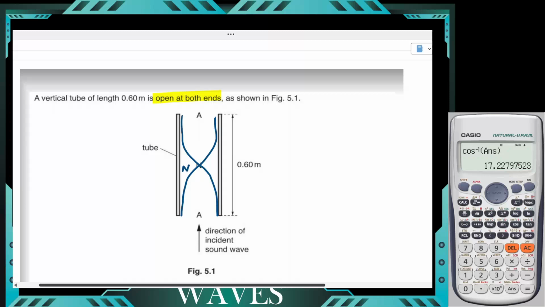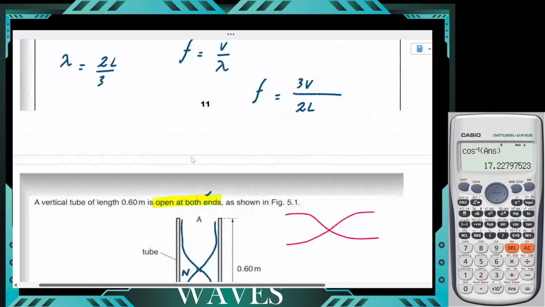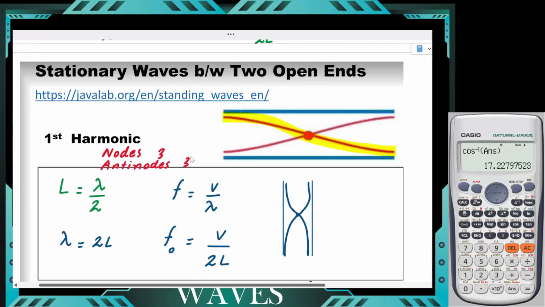Now my follow-up question is, so you're aware that this is a case where two ends are open. Can you tell me what harmonic this is? For that case, is it the first harmonic, second harmonic, or third harmonic? If I draw it horizontally, it looks something like this. What harmonic is this for that case? Isn't it the first one? So that's the first harmonic.